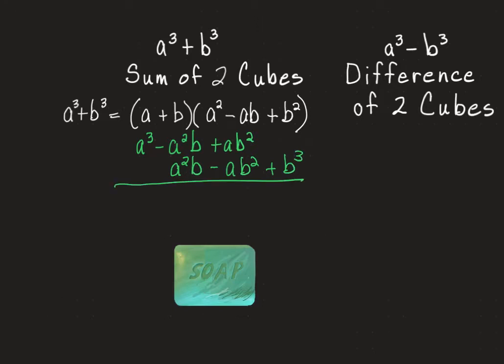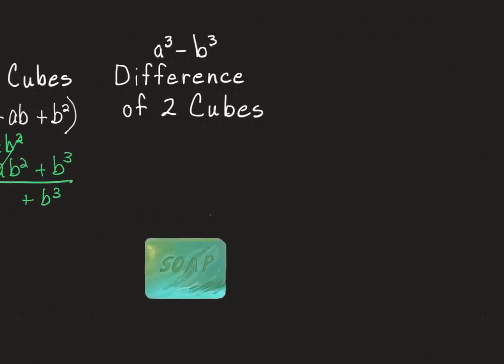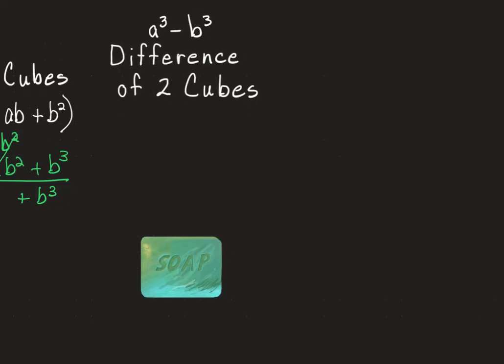And look what happens. All of these terms add to give me 0. And I only have a cubed plus b cubed left, which is the binomial, the sum of two cubes, that I factored. So yes, that rule works. Let's look at what the difference is if we're dealing with the difference between two cubes. Will my SOAP mnemonic still be useful?